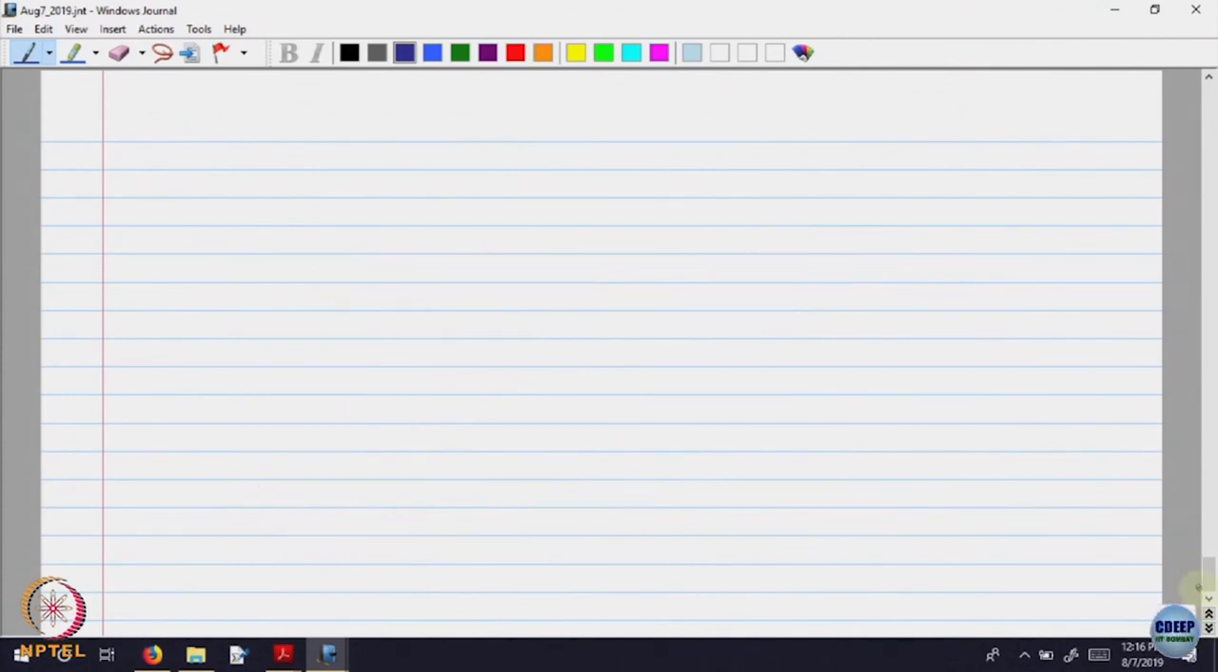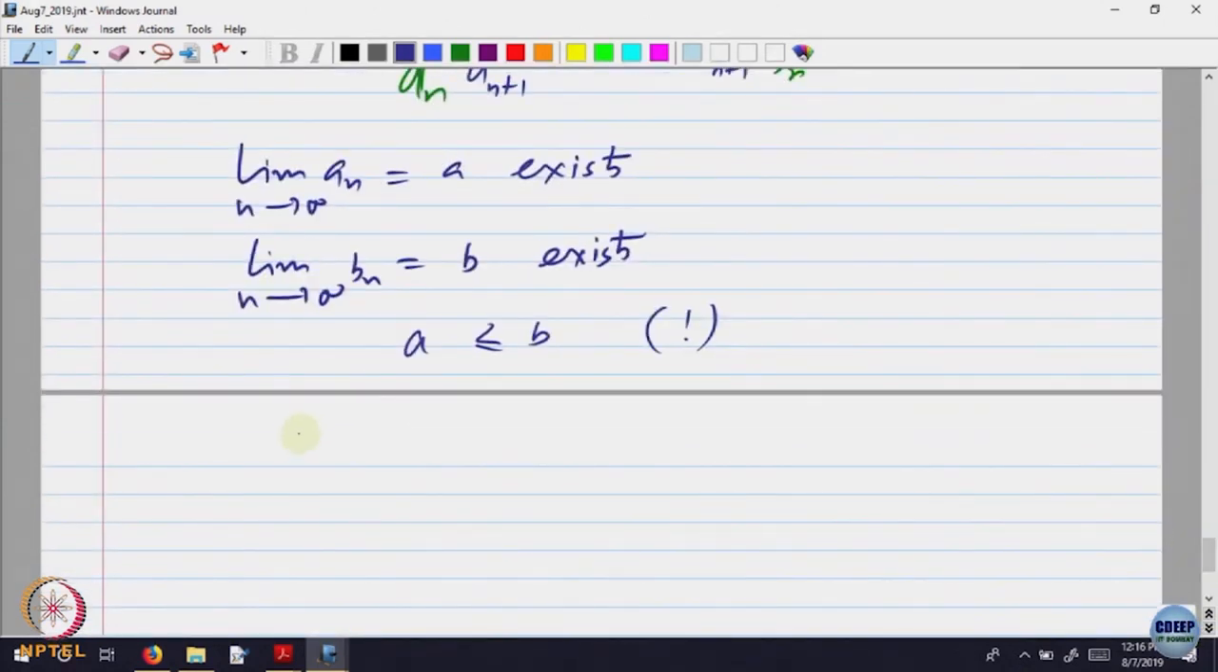Now, the question is, can I say, is it possible that A is strictly less than B? See, in saying that the limit of A_n's exists and the limit of B_n's exists, we have used the property that the sequence is nested. That property has been used once, nested. If A is strictly less than B, that means what? If A is strictly less than B, then what?